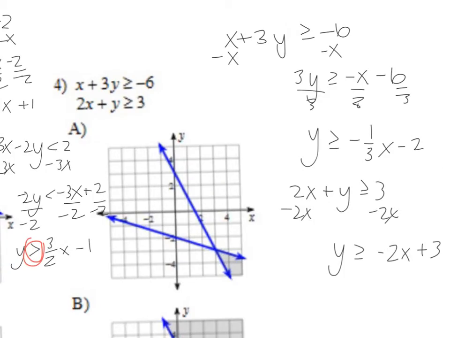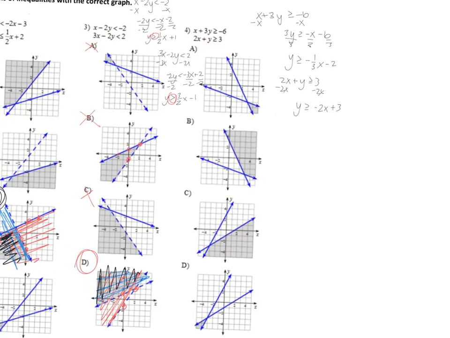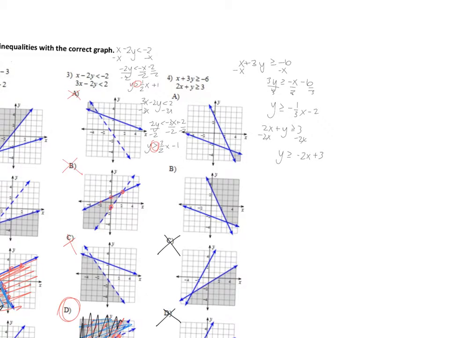So I'm looking for two solid lines since they both have equal to's. So all of them are still in based on that. One has a y-intercept of negative 2, one has a y-intercept of 3, which eliminates option C and option D. So it's going to have to either be A or B. So these are the same lines. I just need to look at where it's shaded.